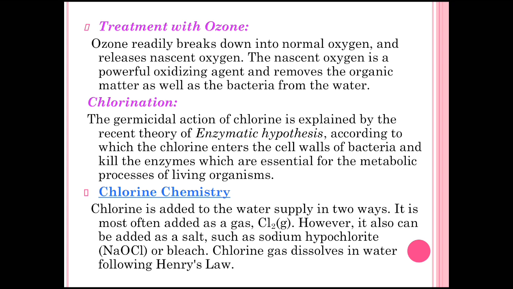The next method is treatment with ozone. Ozone readily breaks down into normal oxygen, and we know the chemical formula for ozone is O3. Whenever any salt, like chlorine, is present in water, it also breaks the O3 bond, and it is then converted into OCl and O2 radicals.